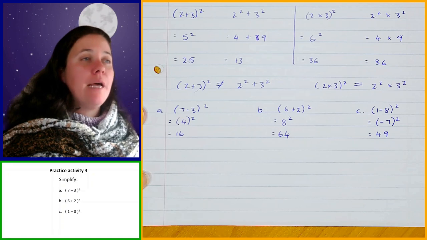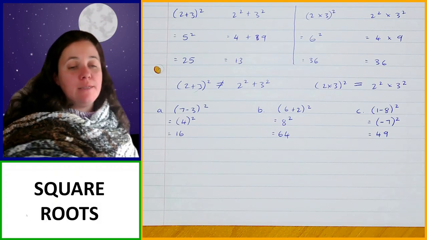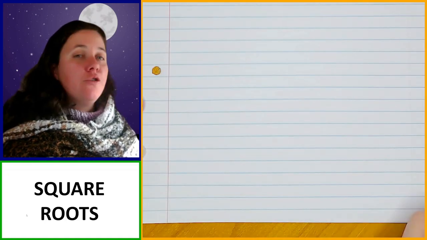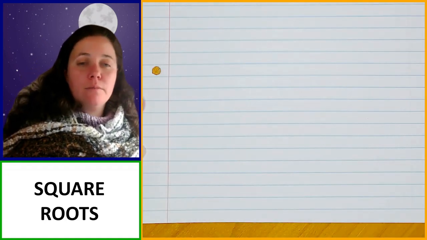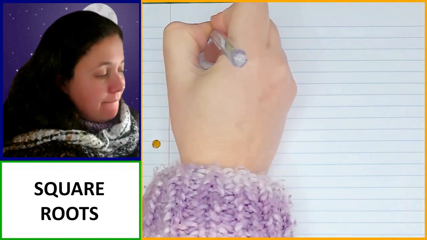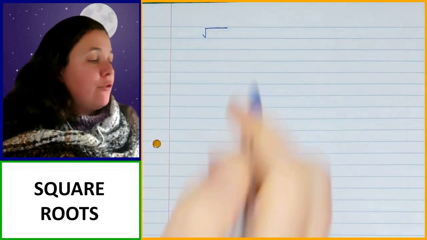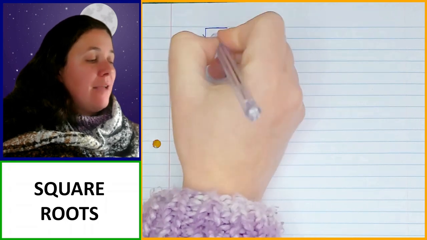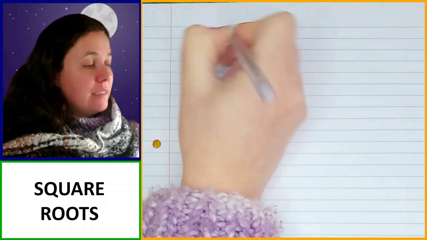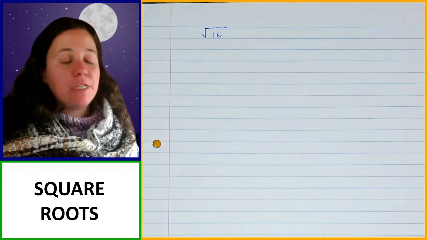Now we're going to go on and look at square roots. Okay, now square roots use the symbol like this. So for a square root, you'll have this symbol, and then you'll have whatever number you're square rooting inside it. So you can have something like this, 16, inside that square root sign.